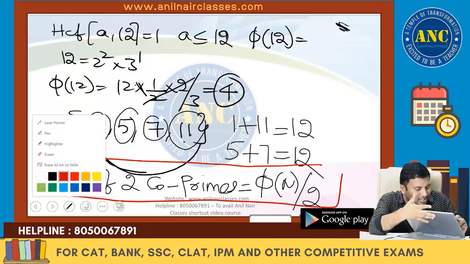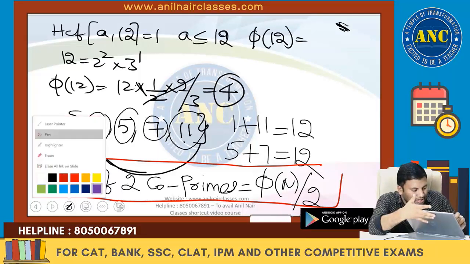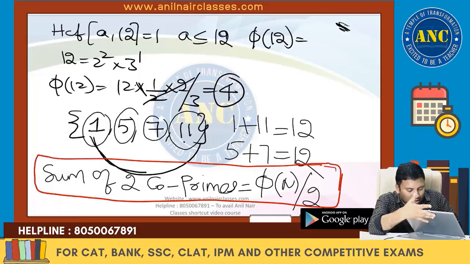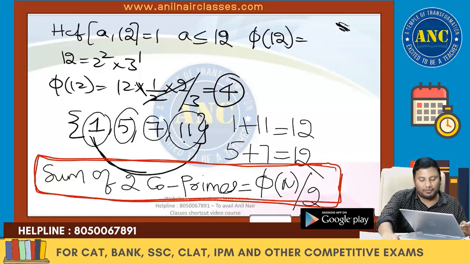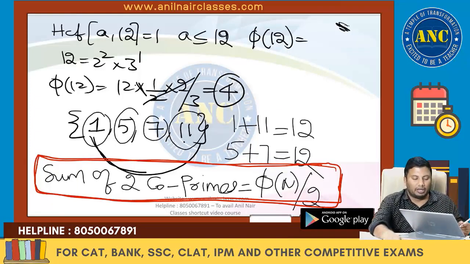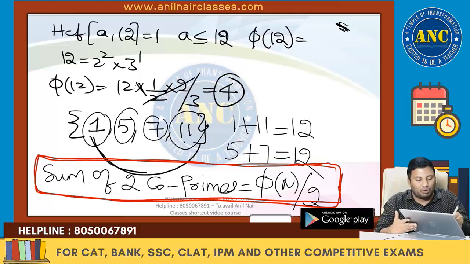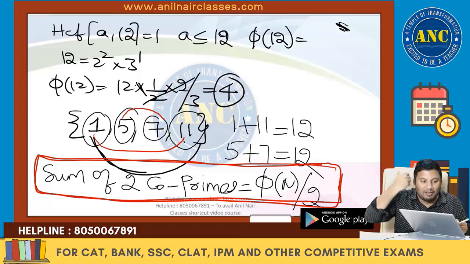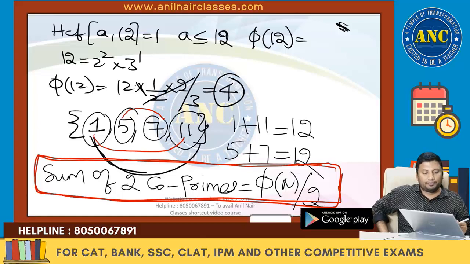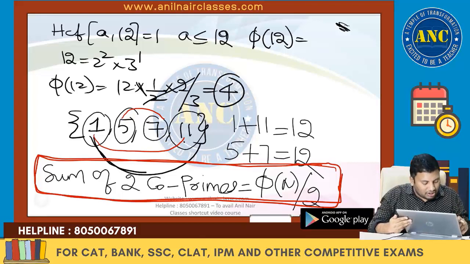Otherwise you will unnecessarily use formulae. This is a conceptual output. You will count it. Sum of two coprimes is given by quotient function of the number divided by 2. I hope it is clear. Why is it the quotient function divided by 2? First plus last gives me the original number. Second plus second last gives me the original number. We will take one more example. Please write down: sum of two coprimes is quotient function divided by 2.